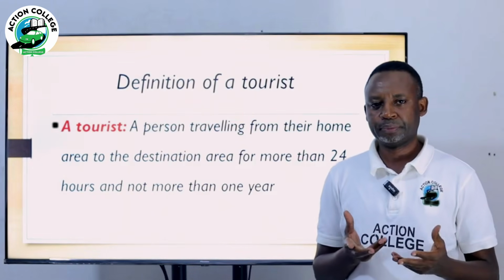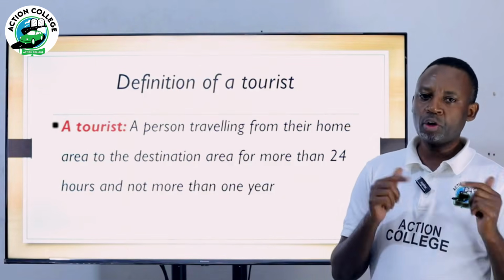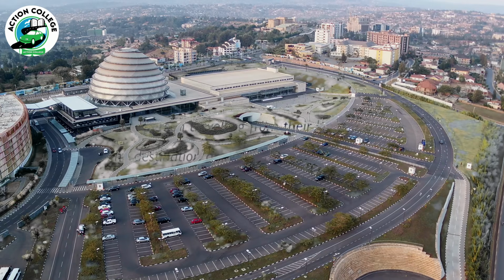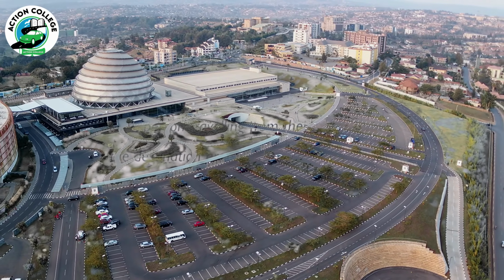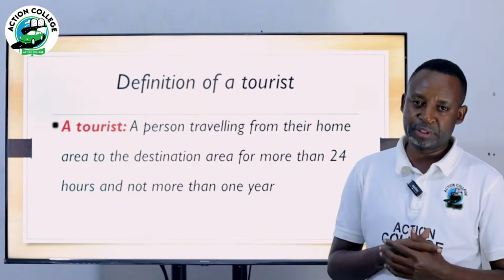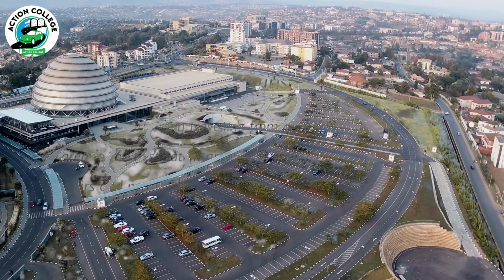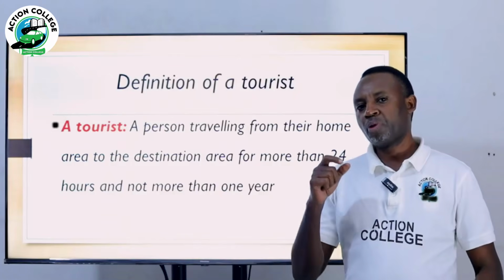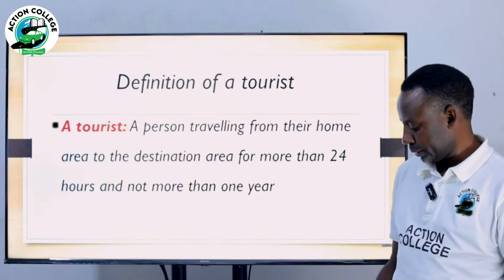And who is a tourist? A tourist is any person traveling from their home area to the destination area for more than 24 hours and not more than 1 year. Like we said, tourism is an activity, but a tourist is now a person doing the activity. Now we're saying a tourist is any person traveling from their home area to the destination area for more than 24 hours and not more than 1 year. Right.